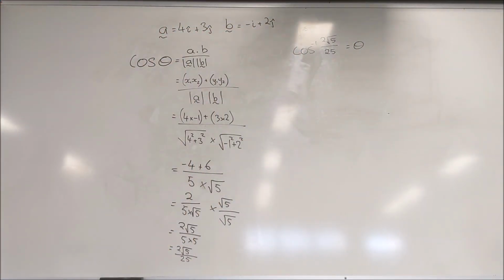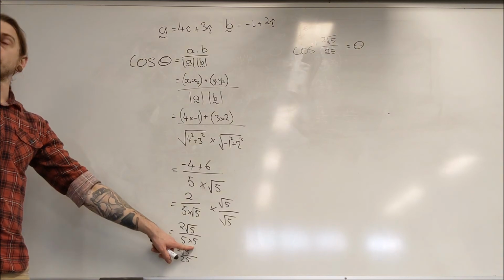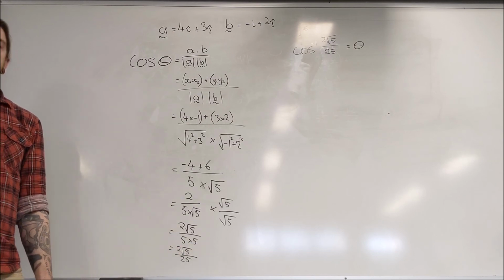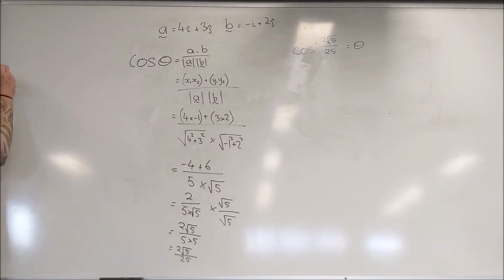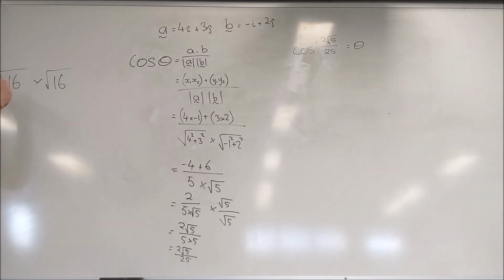So how did you go from 2 on 5 times root 5 on root 5 to 2 root 5 over 5 times 5? Okay, so root 5 times root 5 gets you 5. The whole point is we get rid of that square root on the bottom. Okay with that concept? Let's make it really easy. The square root of 16 times the square root of 16. What's the square root of 16? 4. What's 4 times 4? 16. So when you multiply a square root by itself, you get rid of the square root.